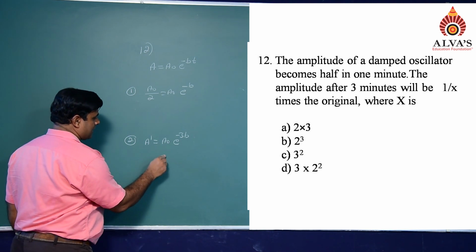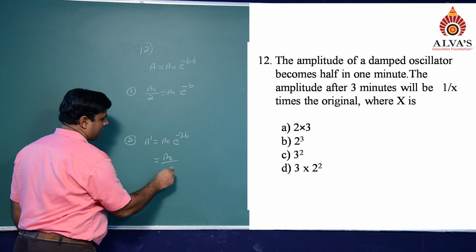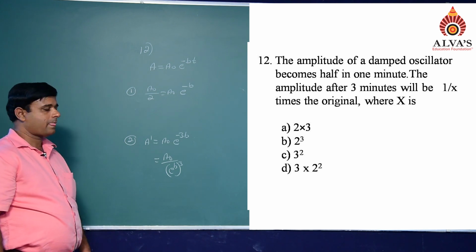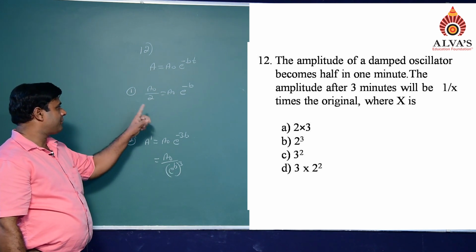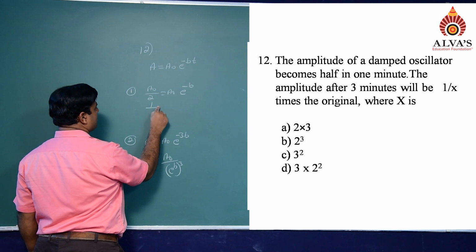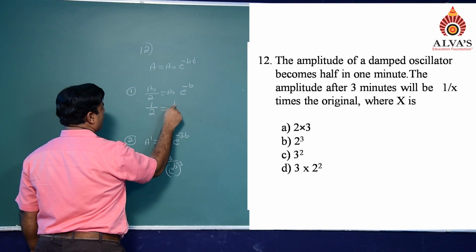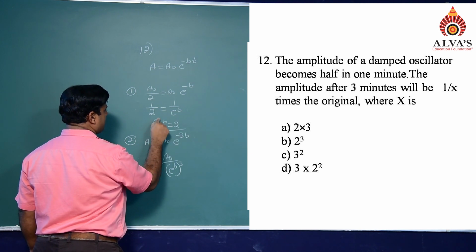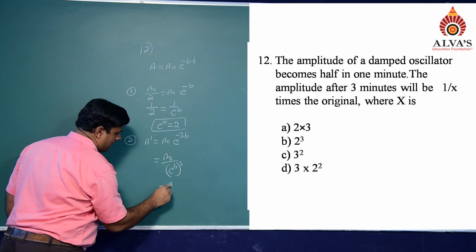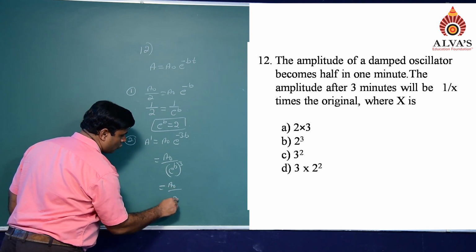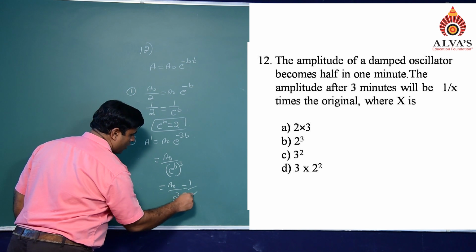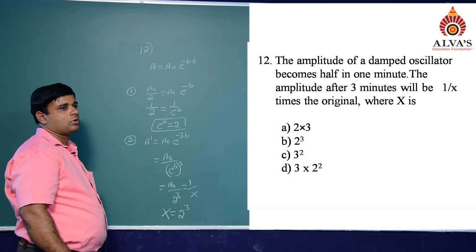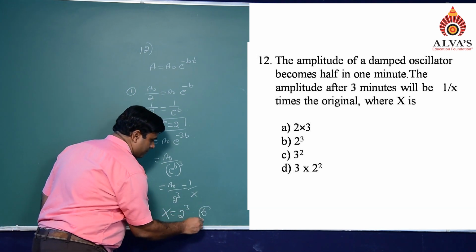If I simplify this, A naught by e power 3b can be written as (e power b) whole cube. Get the value of e power b from the first formula. A naught by 2 equals A naught by e power b. So, e power b is nothing but 2. Therefore, this is A naught by 2 cube, which is given as 1 by x. So, x equals 2 cube. So, the answer should be B.